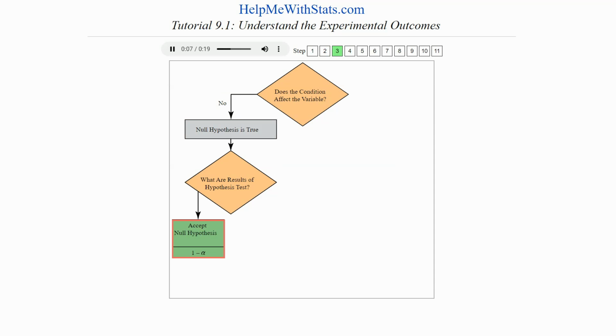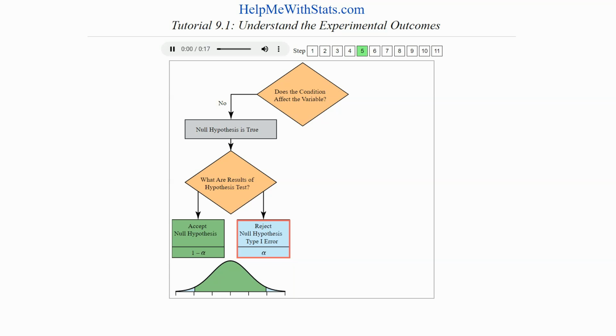In fact, we can determine the probability of correctly failing to reject the null hypothesis. The probability of correctly failing to reject the null hypothesis is 1 minus alpha. In the display, we can see that the green area of the null hypothesis distribution is 1 minus the rejection region. Therefore, the size of the green region is 1 minus alpha.